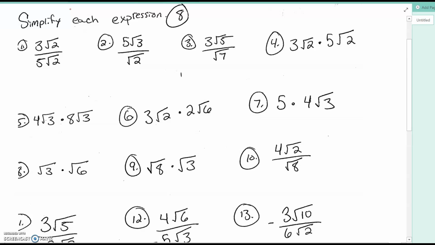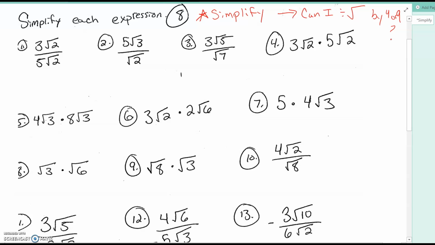Just keep in mind, it's outside with outside, inside with inside. So anything that's underneath the square root, you will simplify like a normal fraction. Anything outside, you simplify. Again, no square roots in the denominator. And then also always ask yourself, can I divide the square root by 4 or 9 at the end?